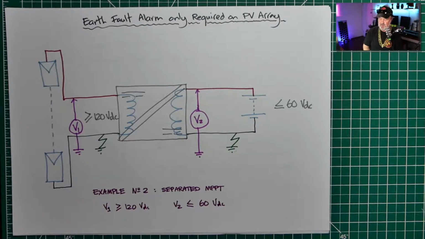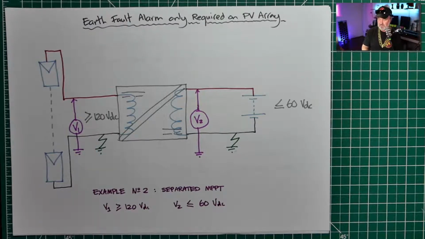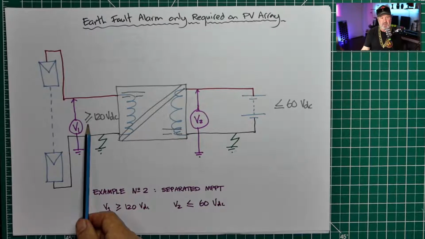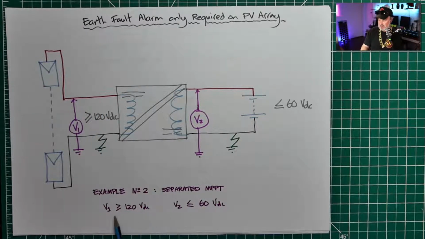But on the PV array side, we still have an LV PV array. And so an earth fault on this side, if it's over 120 volts, we're required to have a galvanic earth fault detection on the PV array side. So in this case, we've got to detect that earth fault here. And so that's V1 could be up to 120 volts or above, whereas V2 is going to be at the battery voltage.